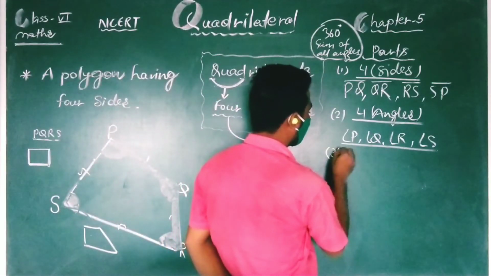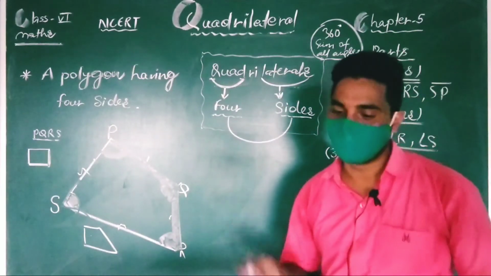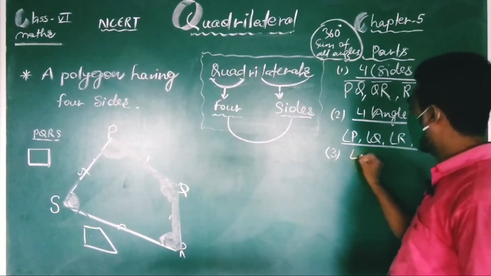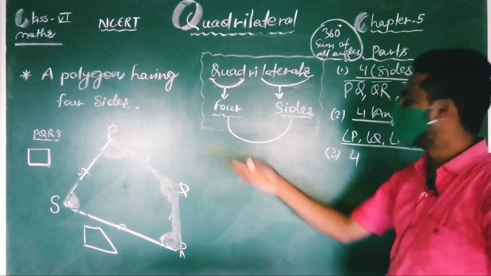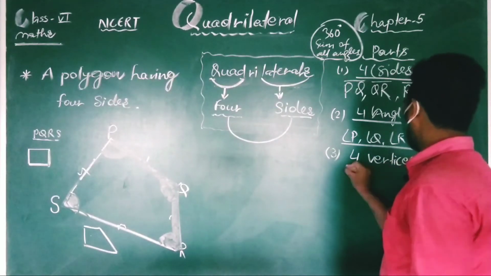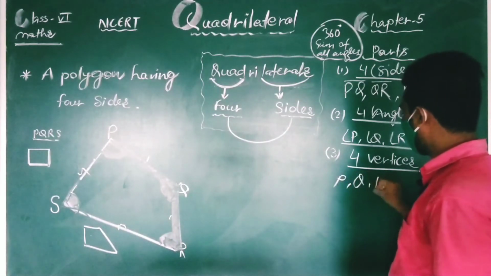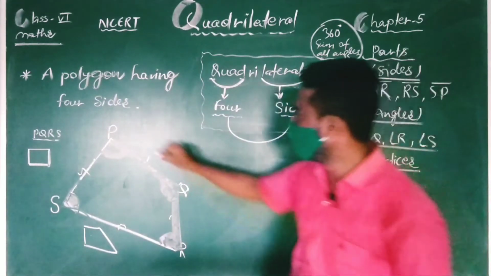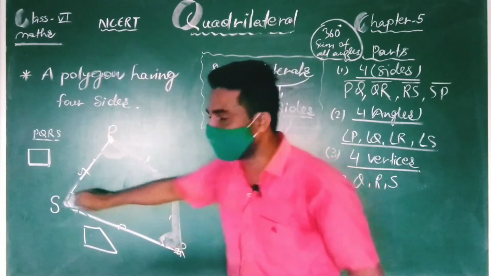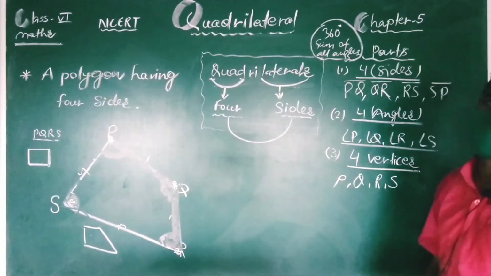If you talk about the third part, it has 4 vertices, because where an angle is made, there will be a vertex. So if you talk about the angles, then you will have to write the vertices. So how many are there? 4 points are there, 4 vertices are also there. These are the vertices: P is the first one, Q is the second one, R is the third one, S is the fourth one. So there are 4 vertices.